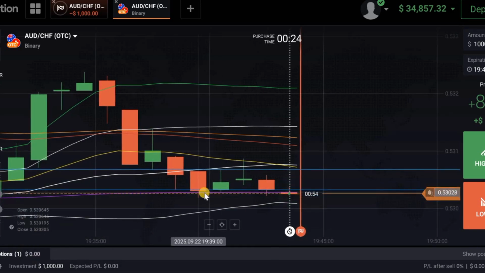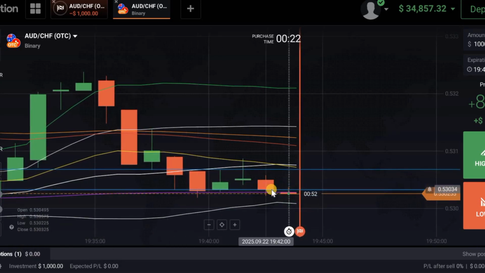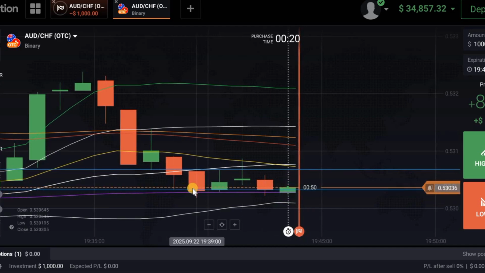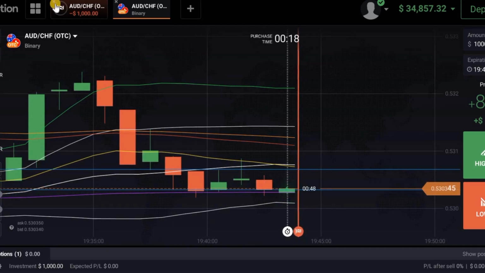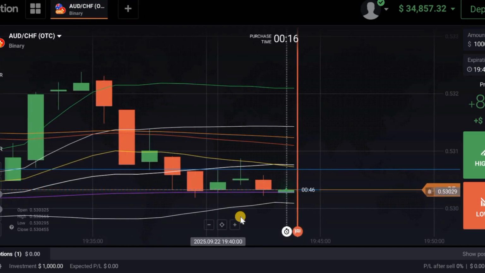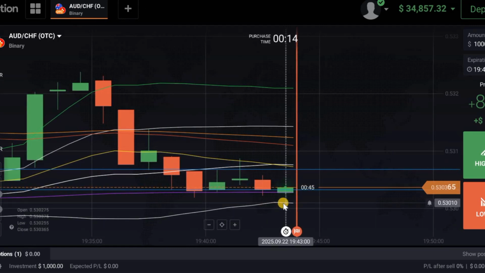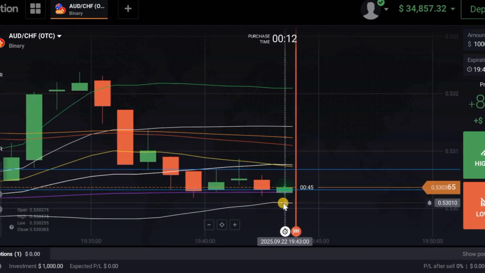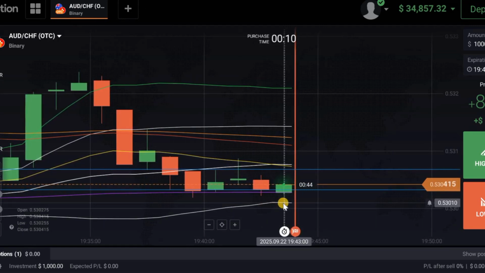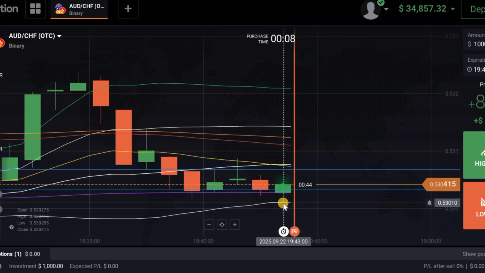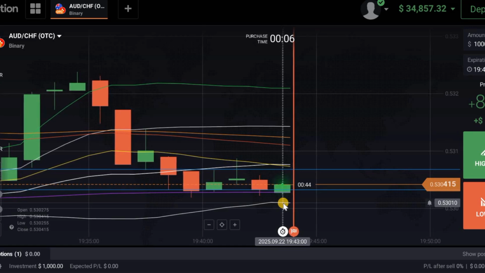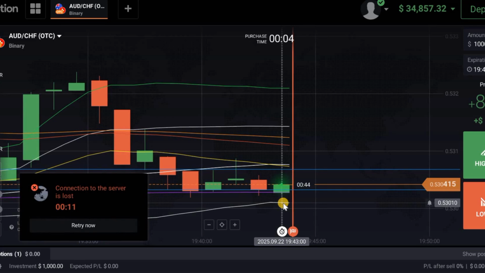This now has shown that this level is working. I don't want to do more trades, but you get the point. This is how the change in polarity works. I'll try as much as possible to do more of this. The market at this time is really not favorable to trade. That's why I had to switch to the OTC market.